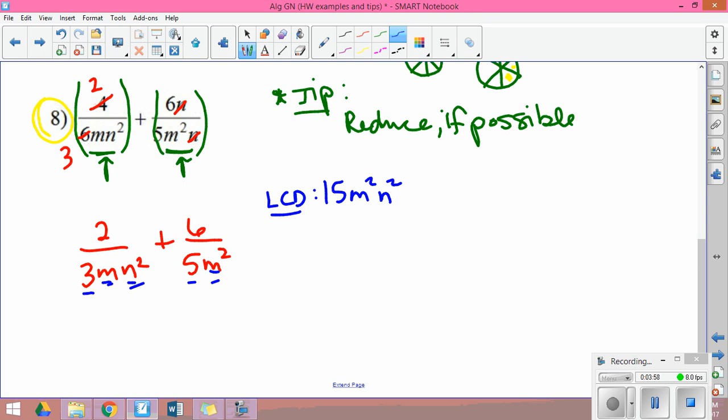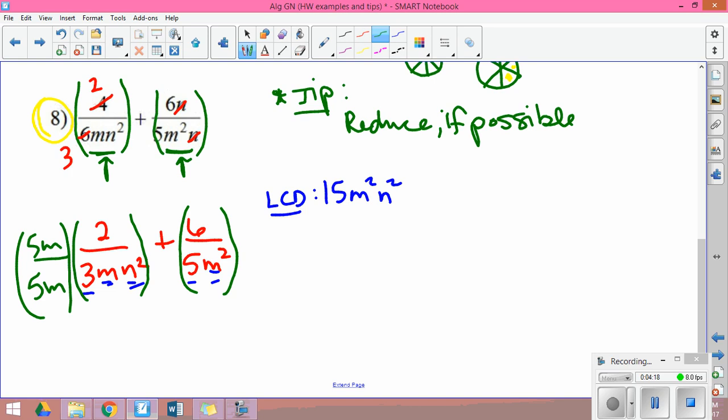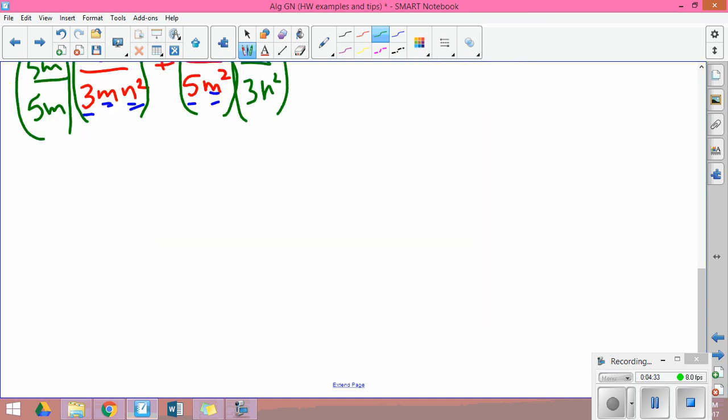And I do like to write that off to the side, because now when I come in and ask what do I have to multiply this by, top and bottom? Well, to change a 3 into 15, I need a 5. M to m squared, I need an m, and the n squared is there. So I have to multiply top and bottom by 5m. And over here, what do I have to multiply top and bottom by? Well, 3 times 5 is going to make 15. M squared is already here, but I'm missing the n squared. So I have to multiply top and bottom by 3n squared.